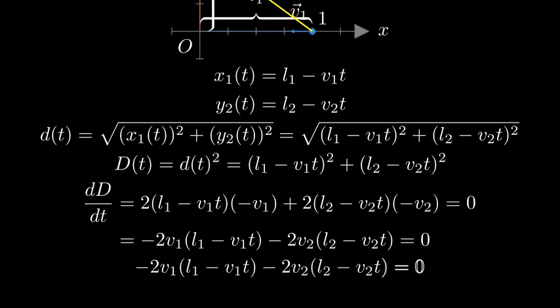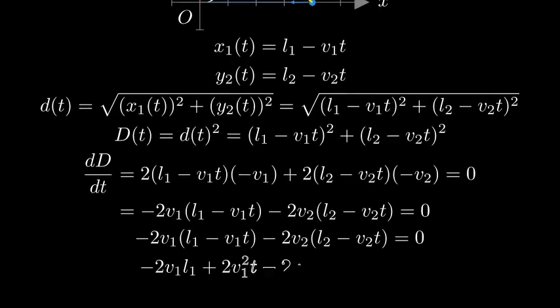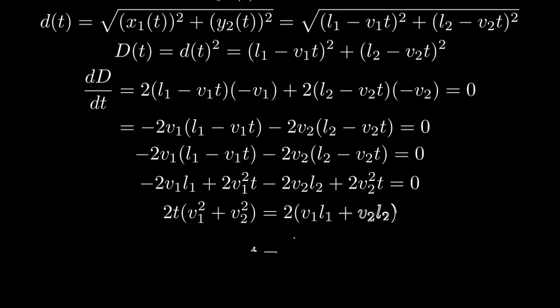Simplifying the derivative equation, we get negative 2v1 times (L1 minus v1t) minus 2v2 times (L2 minus v2t) equals 0. Expanding these terms, we have negative 2v1 L1 plus 2v1 squared t minus 2v2 L2 plus 2v2 squared t equals 0. Solving for t, we find that t equals the sum of v1 times L1 plus v2 times L2, divided by the sum of v1 squared plus v2 squared.